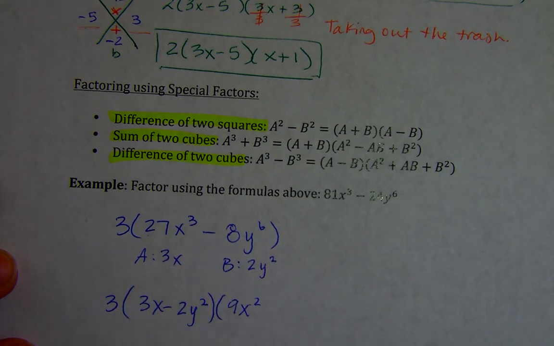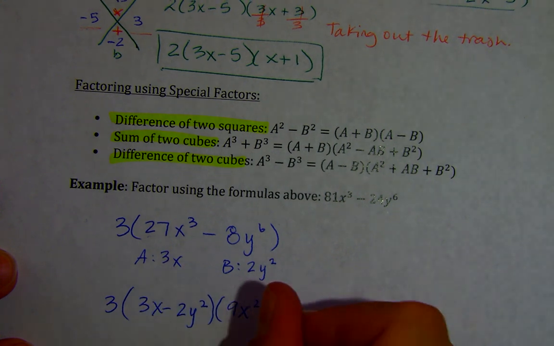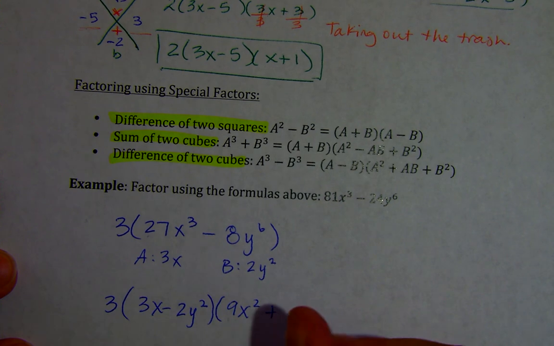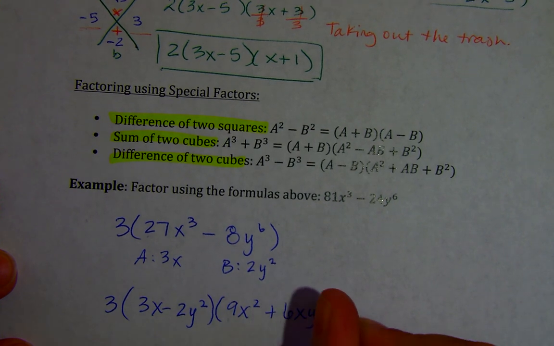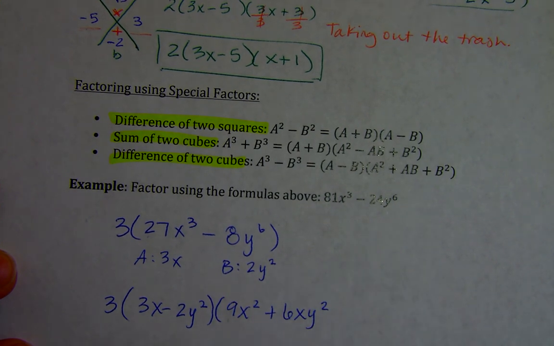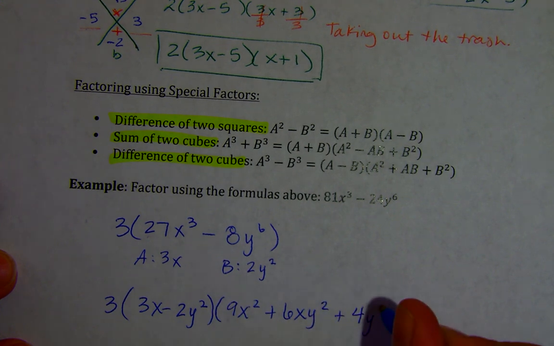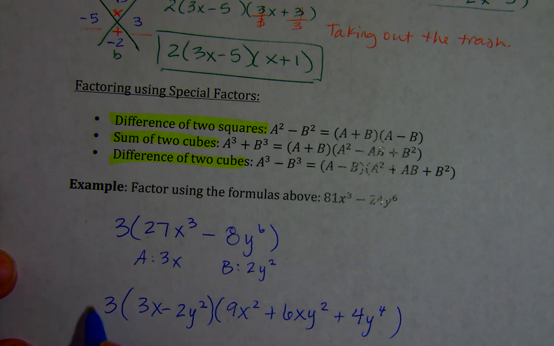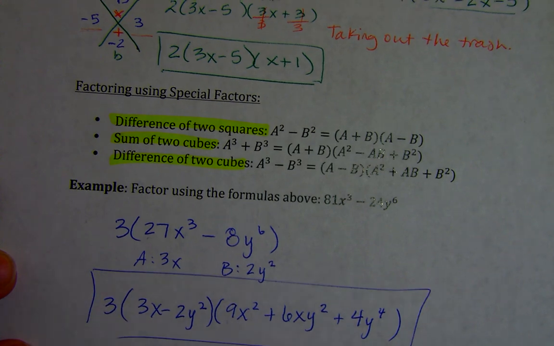Biggest mistake I see students make is just write 3. Don't do that. You want to make sure you square the whole thing. Plus A times B, that's going to be 6xy squared. And then plus B squared, so plus, again, square the whole thing, so 4y to the 4th power. And that's how we can do that.